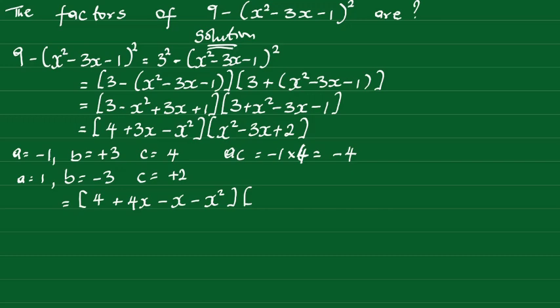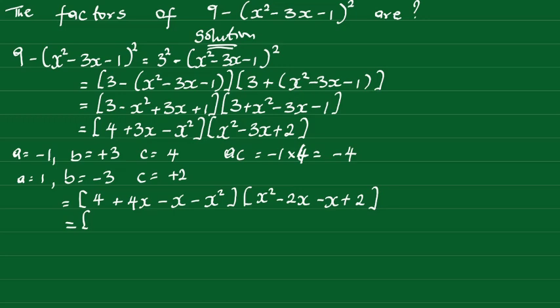Open our second bracket. We have x squared. We look for the factors of 2 that add up together to give us minus 3. These factors are minus 2 and minus 1, because minus 2 times minus 1 gives us plus 2, and minus 2 plus minus 1 gives us minus 3. So we have x squared minus 2x minus x plus 2, bracket close. Proceed further to start factorizing.